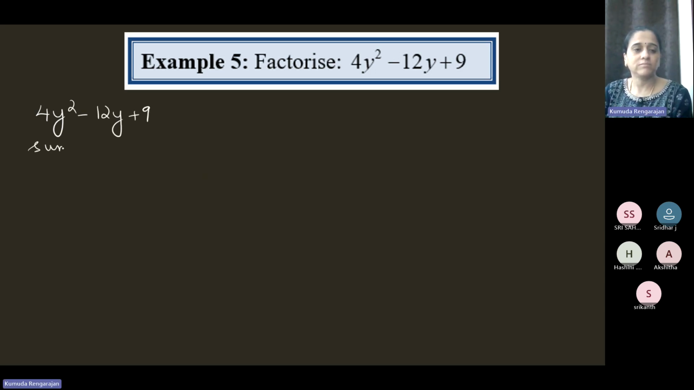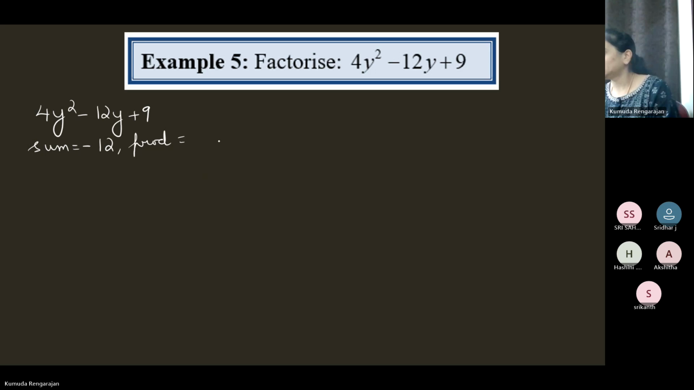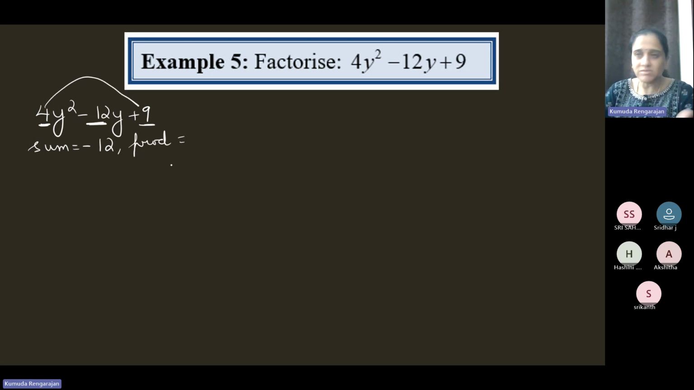What's the sum? Minus 12. What's the product? 4 into 9, 36. How do you find the product, Navneet? The coefficient of y square into the constant. See, 1 minute. Actually, all the numbers will be used. See here, I'll underline 4, minus 12, 9. These are the numbers, okay? This one minus 12 becomes a sum. The product of the remaining two numbers is the product.